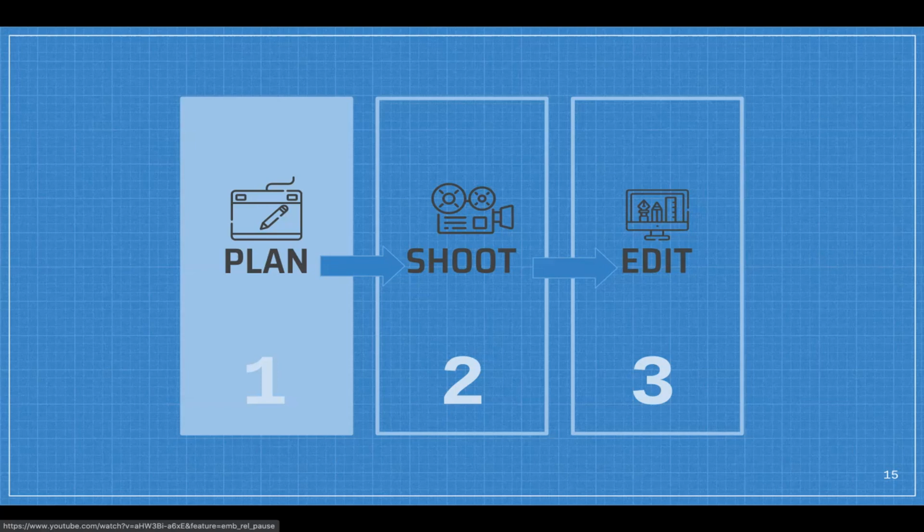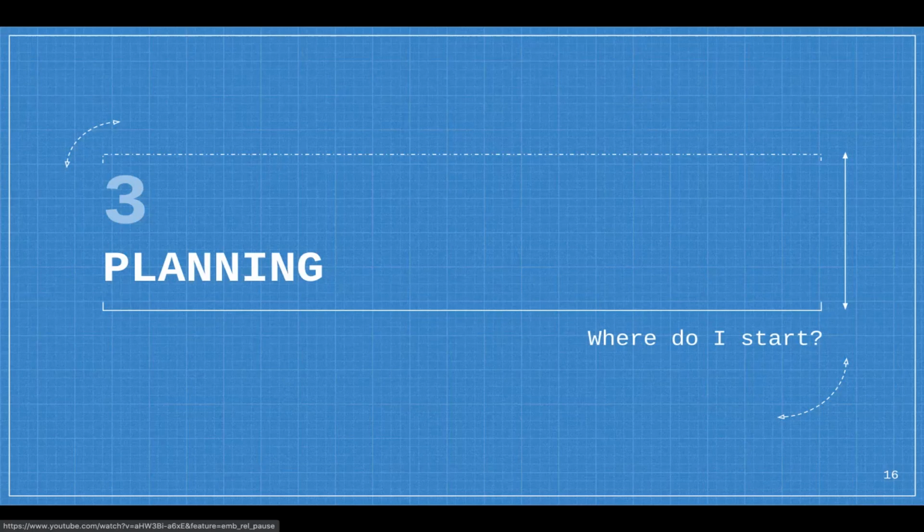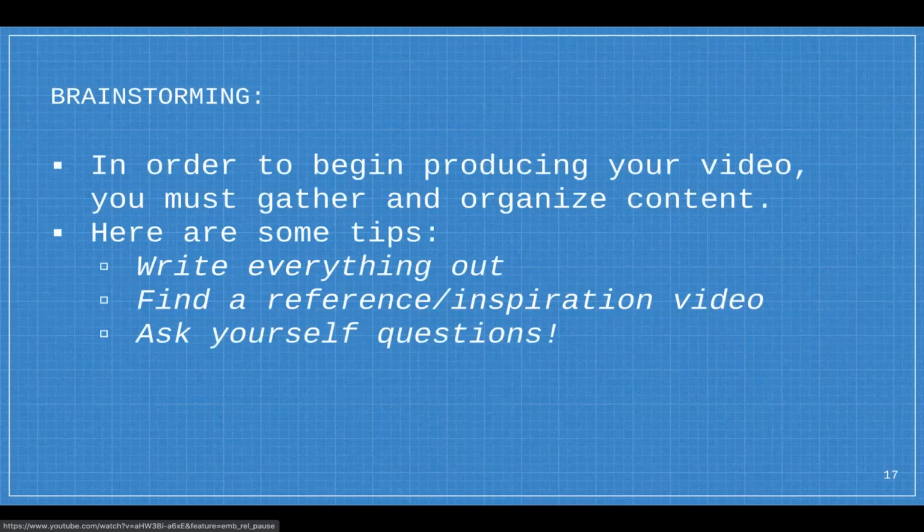So with number one, it's planning. You might be asking yourself, where do I even begin? In order to begin, you want to start organizing your content, but first you want to start gathering your content. So figure out what you want to communicate, what the topic is going to be, and just brainstorm everything that you possibly can and lay it all out. You want to write it all out, maybe even find a reference or an inspiration video that you might want to use as inspiration.